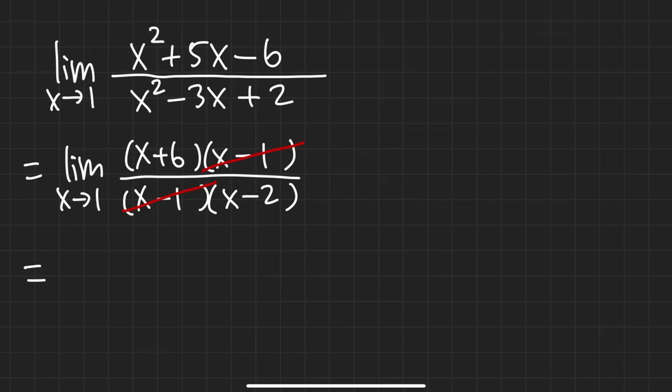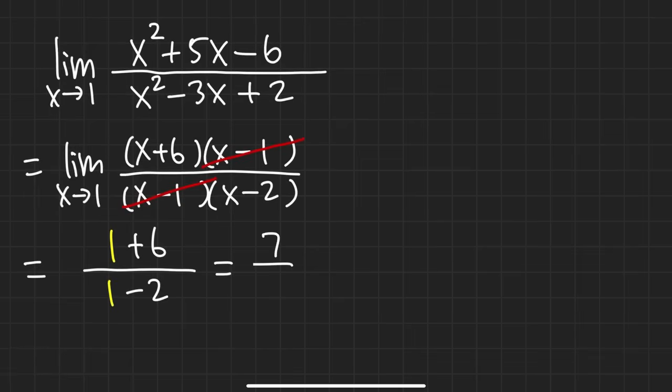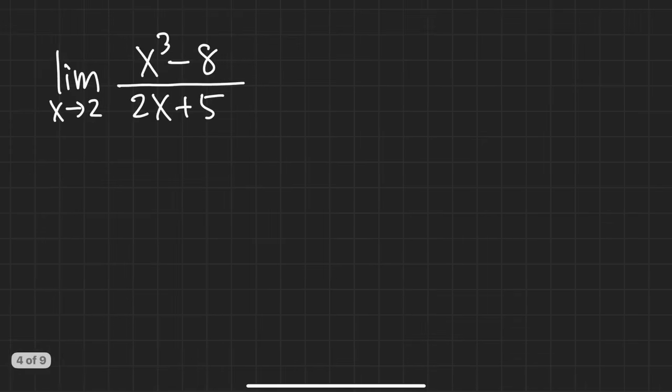So we will have 1 plus 6 over 1 minus 2. And that's just going to be 7 over negative 1, and the answer is just negative 7, and we are done. Okay, next one. The limit as x approaching 2.